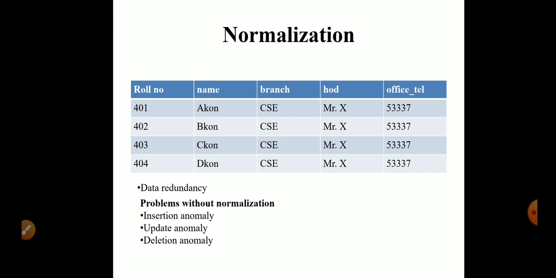And the third one is deletion anomaly. In our student table, 2 different pieces of information are kept together: student information and branch information. Hence, at the end of the academic year, if student records are deleted, we will also lose the branch information. So this is deletion anomaly. These are the problems faced when the table is not in normalized form.